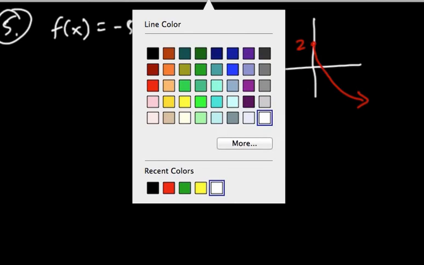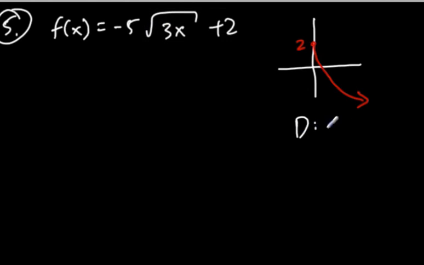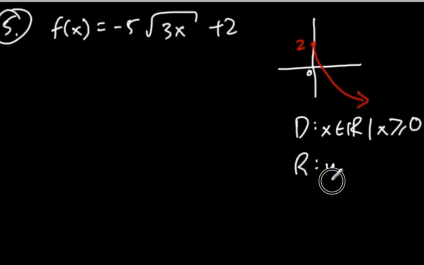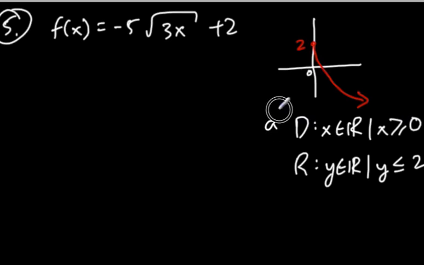And let's get the domain and range. So the domain is x is an element of reals, and x is greater than 0, because remember, it starts at 0 and just moves to the right. So x is greater than or equal to 0. And the range is it starts at 2 and goes downwards. So y is an element of reals, and y is less than or equal to 2. So that's our domain and range, so that's part A.